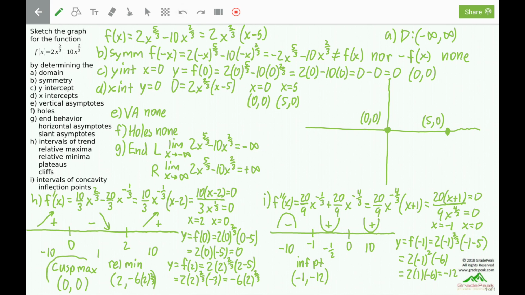Right at the origin 0, 0, we have a cusp maximum. So that means it'll be taking a cusp shape, which means it's a maximum, and it'll look something like that.